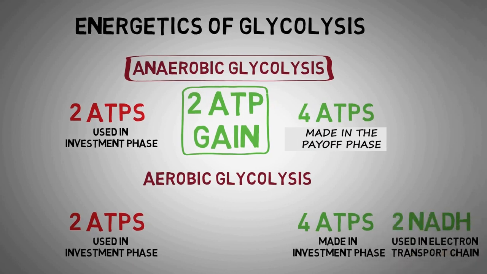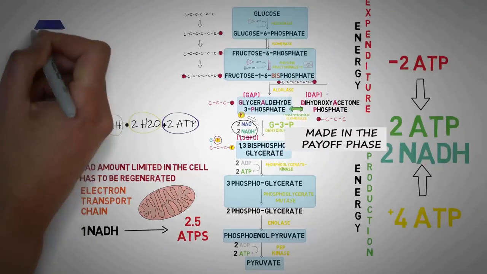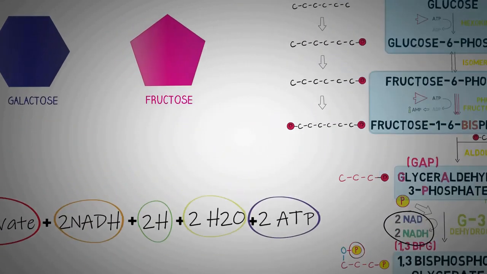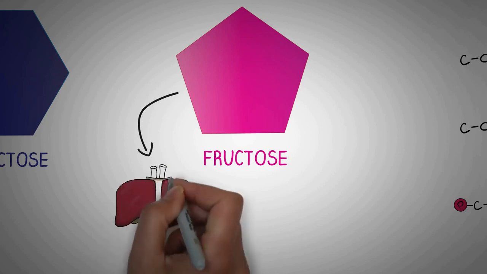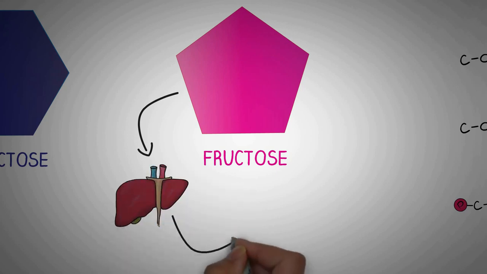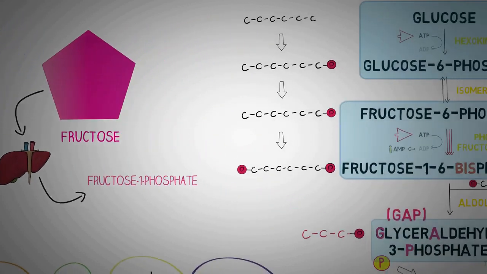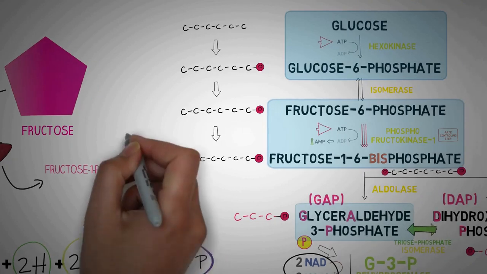Okay, so this was about the energy generation in glycolysis. Now you also need to know how galactose and fructose enter this pathway. For fructose, it is simple. Most of the fructose that we consume goes into our liver and gets metabolized into fructose 1-phosphate, which through another intermediate enters the glycolysis here.